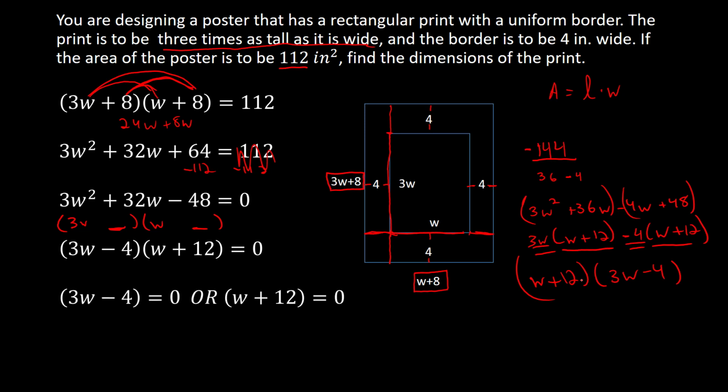And then when you solve this, you're going to get w equals 4/3 or w equals -12. Now take note, the width can never be a negative number, so therefore my solution would just be the positive number. So w would be 4/3.